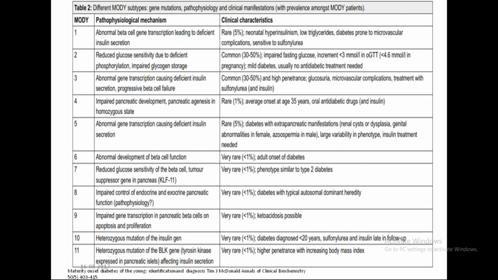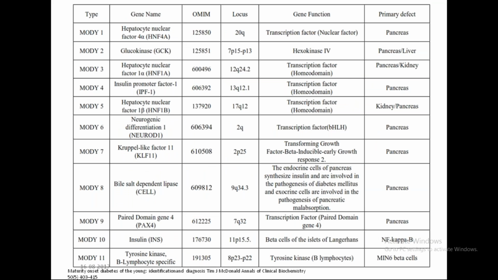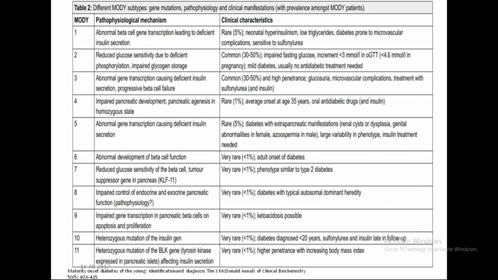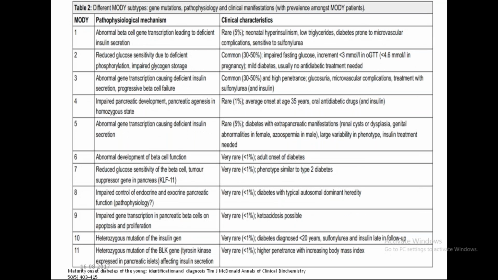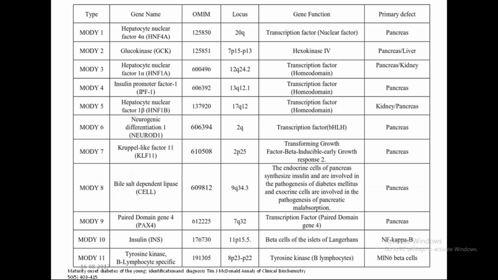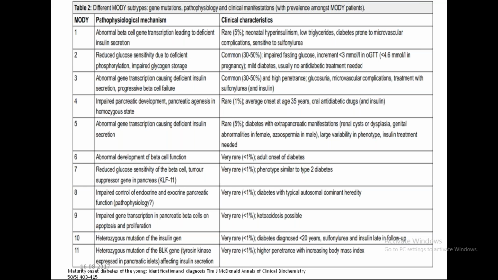And coming to the sixth variety is neurodifferentiation 1, as I already told you. So what is happening? Abnormal development of beta cell function is occurring, and it is very rare, and adult onset diabetes occurs in this patient. And then coming to 7, KLF11 or transcription growth factor. Here there is reduced glucose sensitivity of the beta cells and tumor suppressor cells, and it is also very rare. Rest of the forms are very rare.